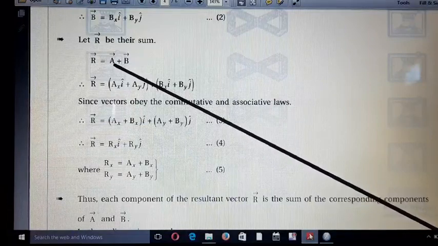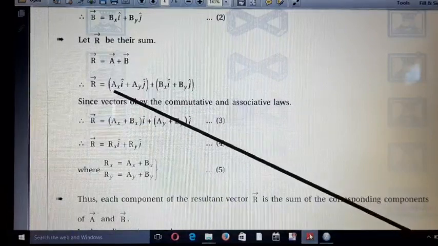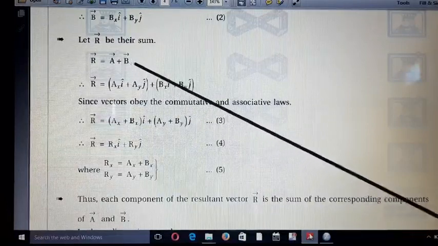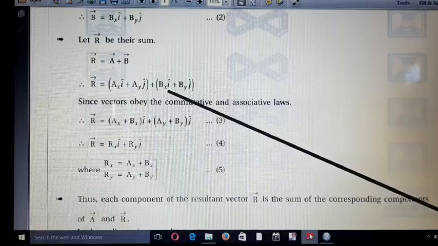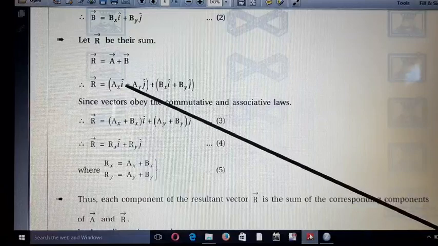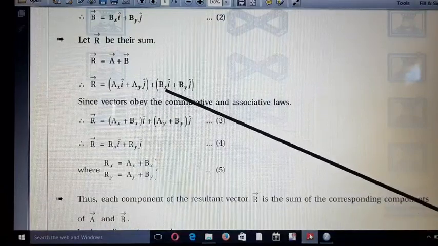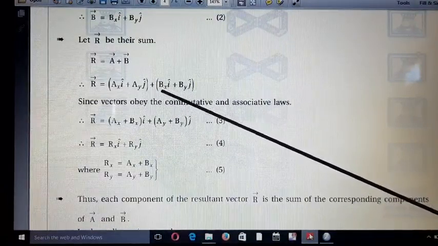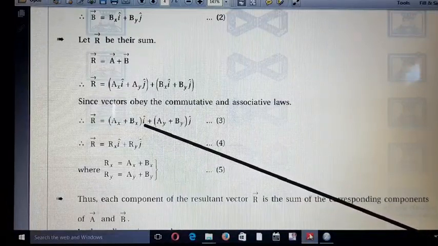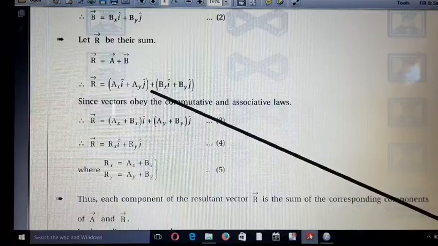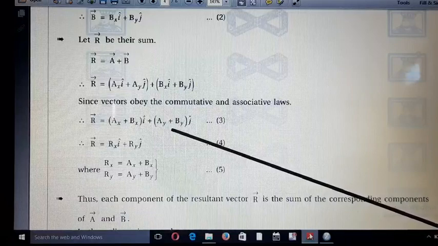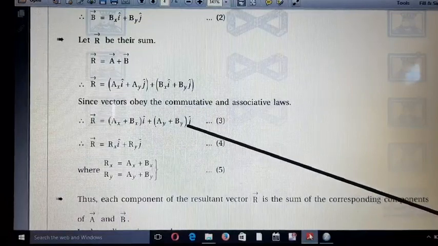So vector A has two components, x and y, means ax i caret plus ay j caret. And vector B also has two components, bx i caret plus by j caret. Look here, i caret is common. So now we take it common, means (ax plus bx) i caret plus, in the same way j caret is also common, so we can write (ay plus by) j caret.